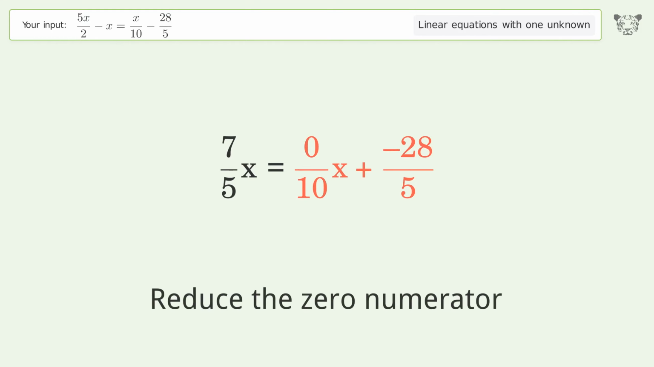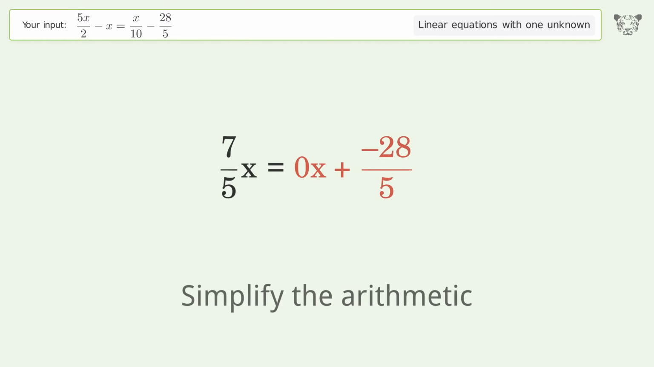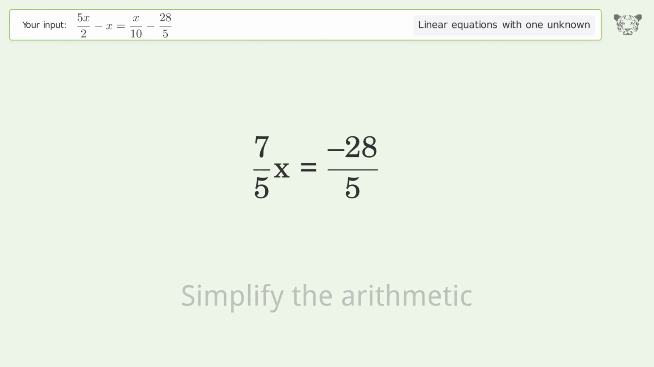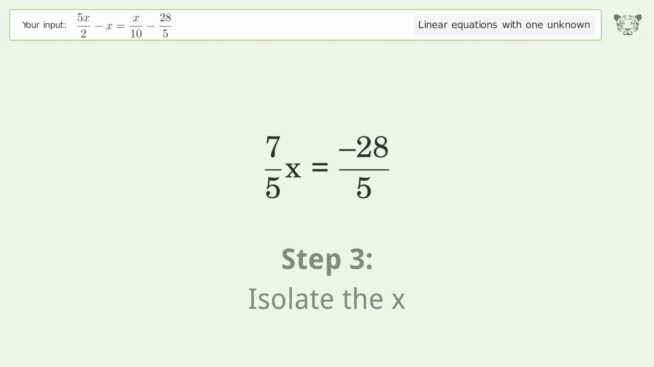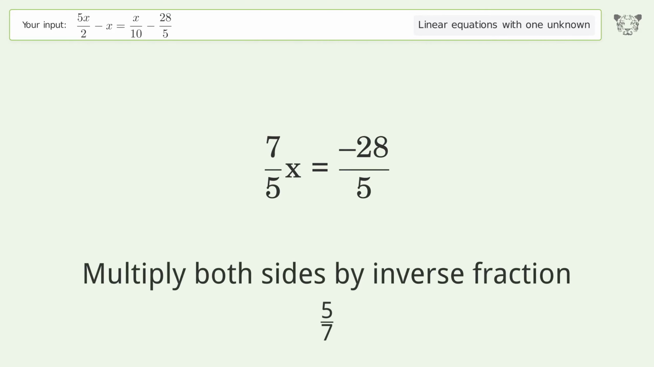Reduce the zero numerator. Simplify the arithmetic. Isolate the x. Multiply both sides by inverse fraction 5 over 7.